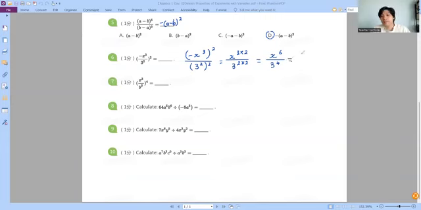Okay. 3 to the 4th power is going to be 81. So that's my answer, x to the 6th power over 81. That's for question 6. Now let me take a look at question 7 here.